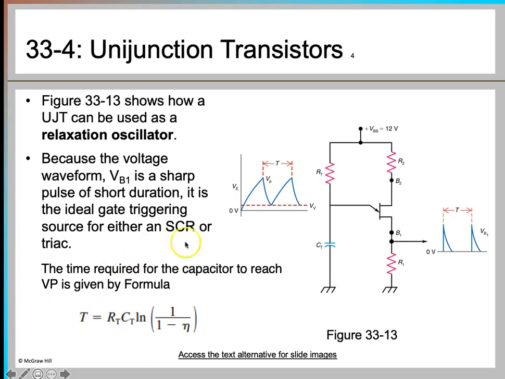When the voltage across C drops to the valley voltage, the UJT will be turned off and then the cycle repeats, and that's what you see here. The base one voltage waveform, VB1, given over here, is the most important because it is used to trigger the SCR, or if you're using a triac, then the triac. The frequency of the base one voltage waveform is the same as that of the emitter voltage waveform.